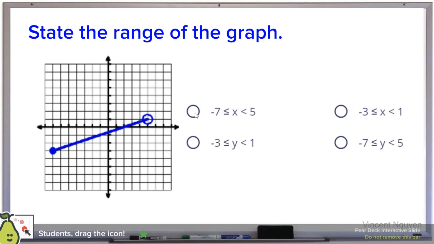Oh, now they want the range. Okay, same graph, but we're going to read it from bottom to top. So from the bottom, it looks like my graph starts at -3, and then I keep going and going and going and stops at 1. Now -3 I do want to include. 1 I don't want to include. So that leaves me with these two answer choices from -3 to 1. But now I'm dealing with the range, so it's the y variable. So my answer choice is this one right here.